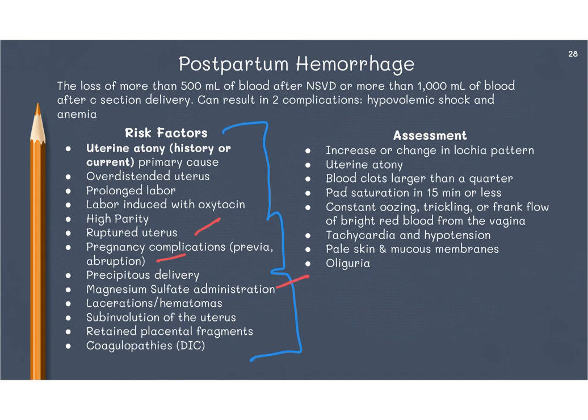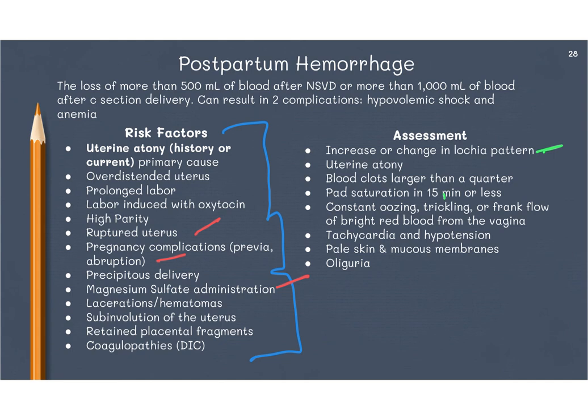These are all things that we're going to talk about in the antepartum lecture. But everything else we've already covered. So what is our assessment on somebody who is experiencing a postpartum hemorrhage? Well, if nothing else, the first thing that's going to happen is you're going to notice that we have a boggy uterus and we have a change or an increase in a lochia pattern.